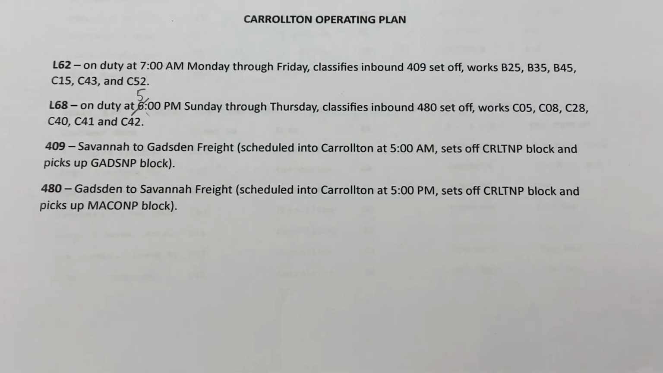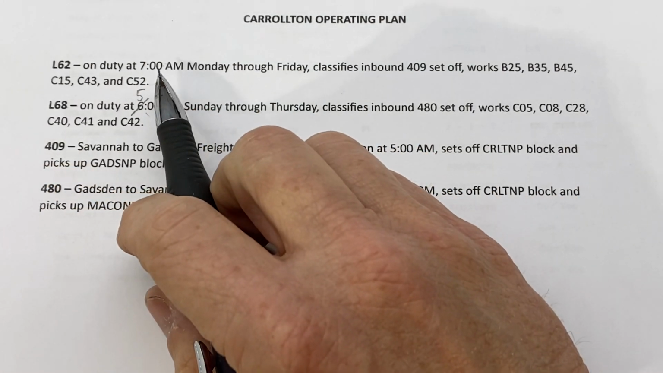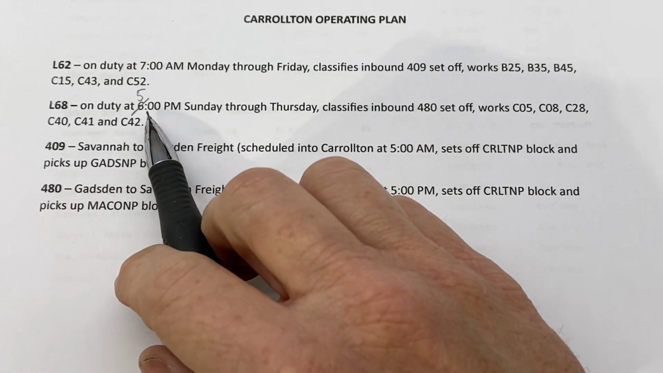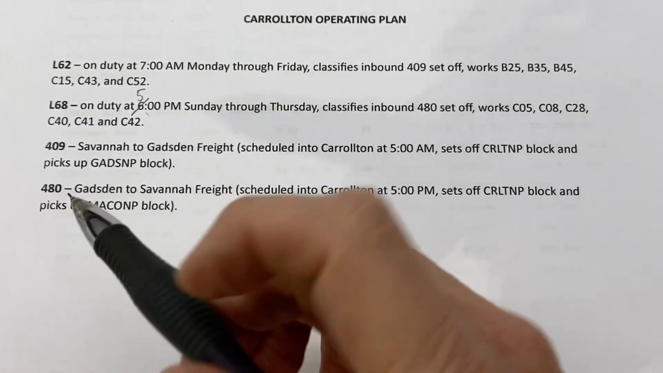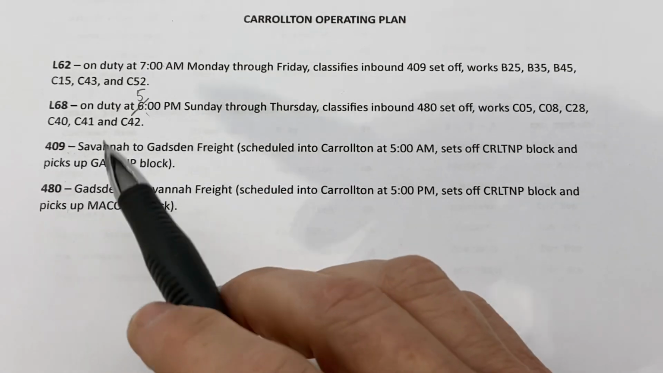For the Carolton operating plan, I have 2 road switchers, an L62 that goes on duty at 7 a.m. and an L68 that goes on duty at 5 p.m. I did have it originally at 6 p.m. I've changed it to 5 p.m. And then there's 2 road trains that stop and work at Carolton.